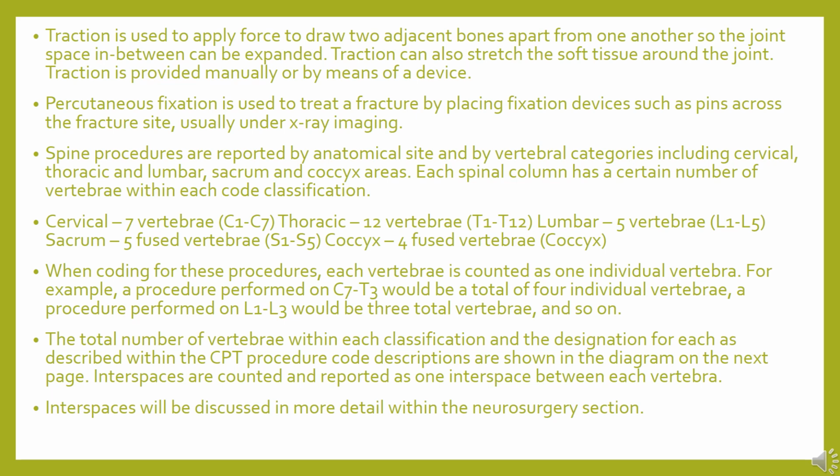When coding for these procedures, each vertebra is counted as one individual vertebra. For example, a procedure performed on C4 through C7 would be a total of 4 individual vertebrae. A procedure performed on L1 through L3 would be 3 total vertebrae, and so on. The total number of vertebrae within each classification and the designation for each are as described within the CPT procedure code descriptions, shown in the diagram on the next page. Interspaces are counted and reported as one interspace between each vertebra. Interspaces will be discussed in more detail within the neurosurgery section.